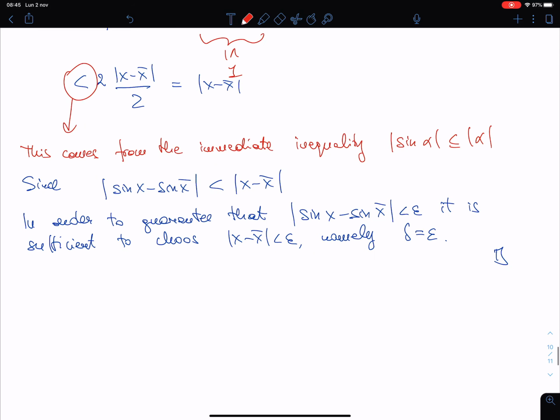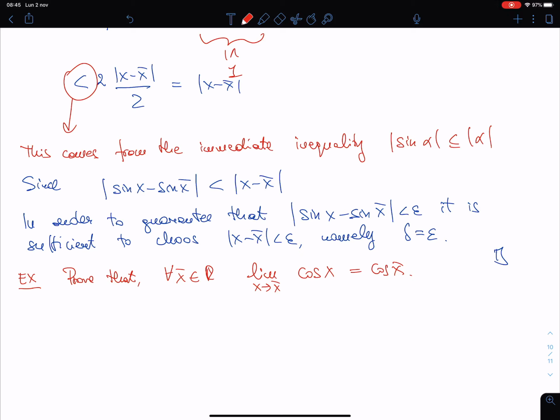And I suggest you another exercise, that is the following. Another exercise that says the following: prove that for every x bar in R, the limit for x going to x bar of cosine of x is equal to cosine of x bar. Techniques are exactly the same.